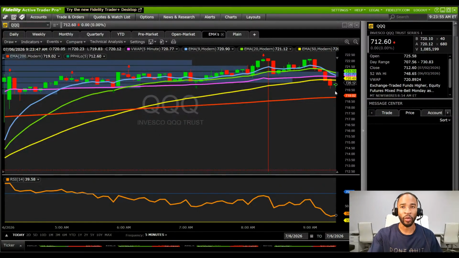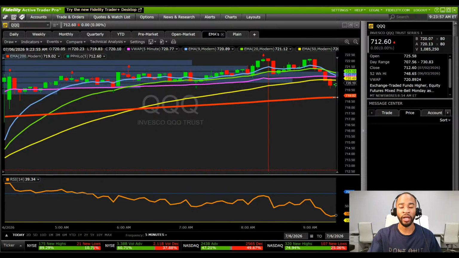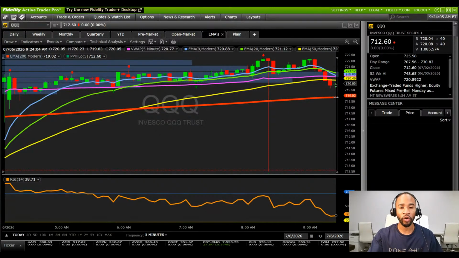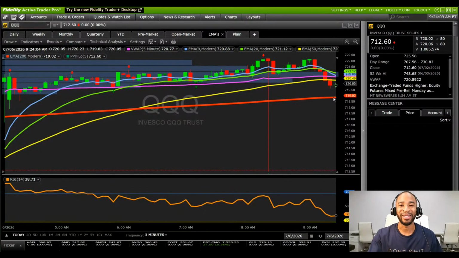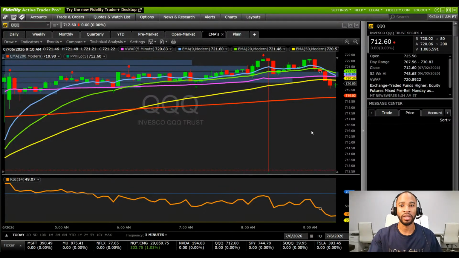So for example, we have a key structure down here on the 5-minute time frame for the Nasdaq 100 based on the 200 EMA. And let's say, for example, if you're an options trader, keep a close eye on $719 today. Let's say, for example, if you're a futures trader, let's go to our futures trading chart.